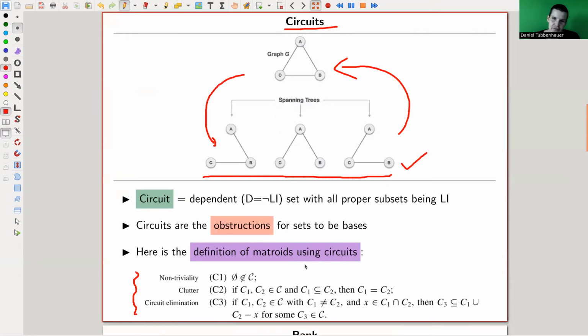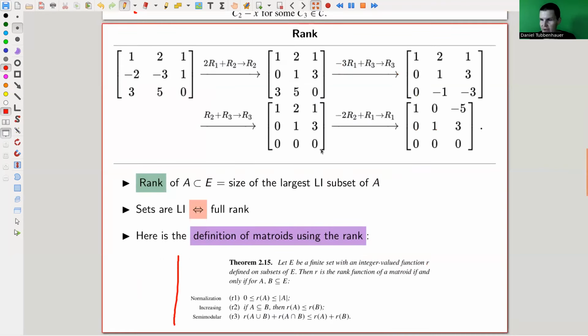The first one is kind of okay. The second one is something you probably will come up with very, very quickly. And the third one is kind of interesting. The third one for the basis was this vector basis exchange, which is not obvious at all why there should be a defining property. Same here for the circle elimination, and here for the semi-modularity.